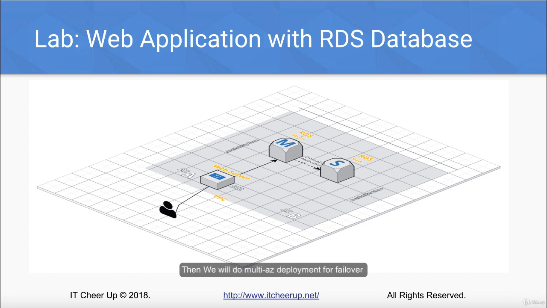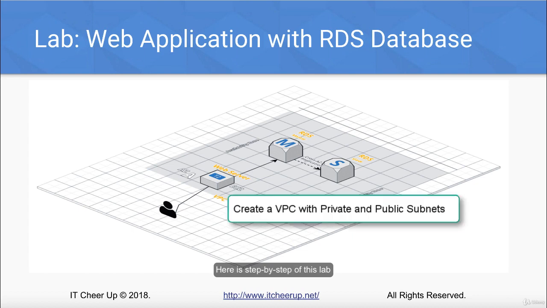Then we will do a multi-AZ deployment for failover on the database. In real production, you could put 2 EC2 instances to handle web server failover with AWS Elastic Load Balancer, and use Route 53 for the web application's DNS name. Here is the step-by-step of this lab.